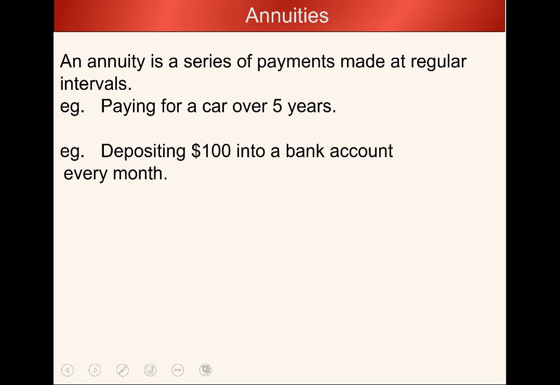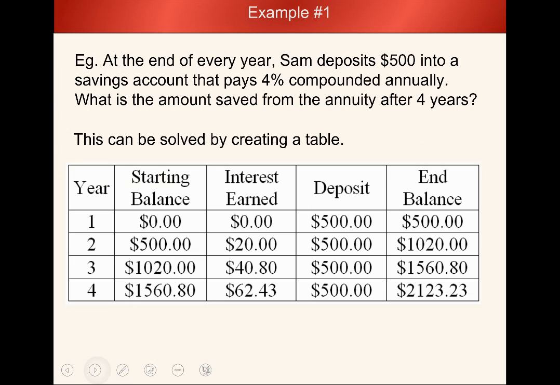So here's the definition. An annuity is a series of payments made at regular intervals. Like in the last lesson, I was reviewing how much an investment would be worth if you just let it sit there and earn interest. But in reality, if you're saving money for a house or saving for retirement, or in your case, maybe saving for some education, then you're probably putting regular payments into it. So, examples: paying for a car over 5 years or depositing $100 into a bank account every month. That's kind of like the type of investing that I do.